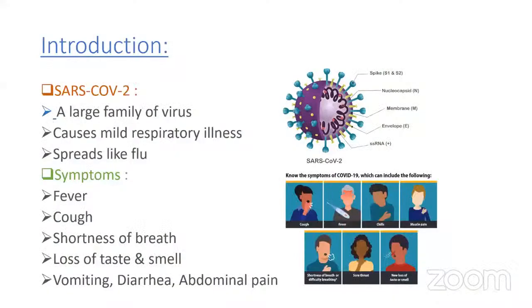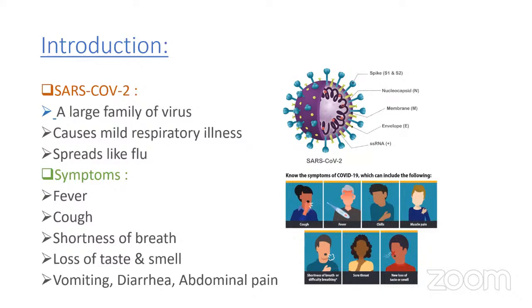So, severe acute respiratory syndrome coronavirus 2, that is the SARS-CoV-2, the seventh human coronavirus, was discovered in Wuhan, China during the recent epidemic of pneumonia in January 2020. Coronaviruses are a large family of viruses that commonly cause mild upper respiratory illness in people.